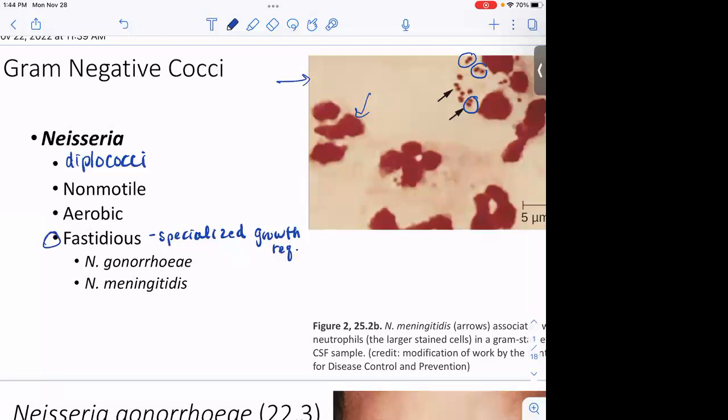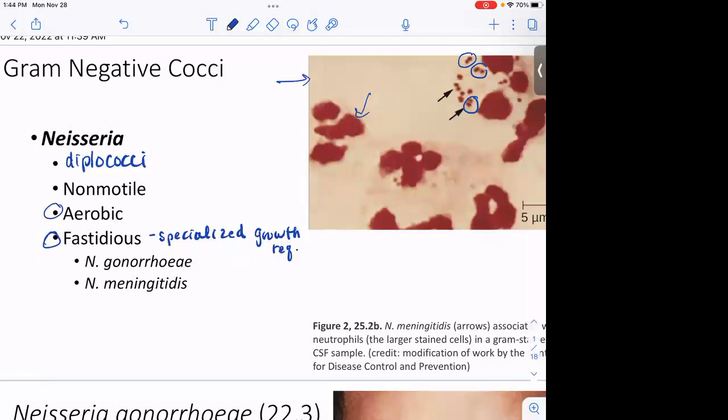They're non-motile, just like the other cocci that we've talked about, the staph and the strep. Okay, they don't have flagella around them, so they'll just flow in the medium rather than move purposefully, and they're aerobic. Okay, so we find them in places of the body where there's access to oxygen.